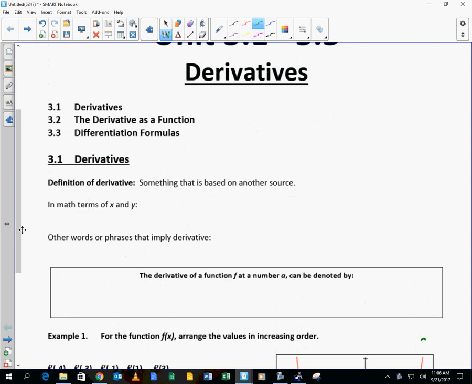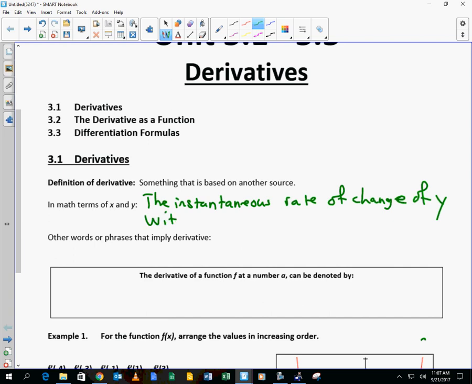Okay, here we go. A derivative is our definition for the day. What is the definition of a derivative? Well, Webster's dictionary says something that is based on another source. So in math terms, if we think of a derivative in terms of x and y, it is the instantaneous rate of change of y, or the output, with respect to x.